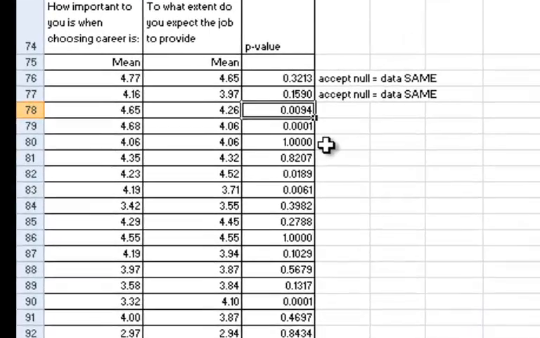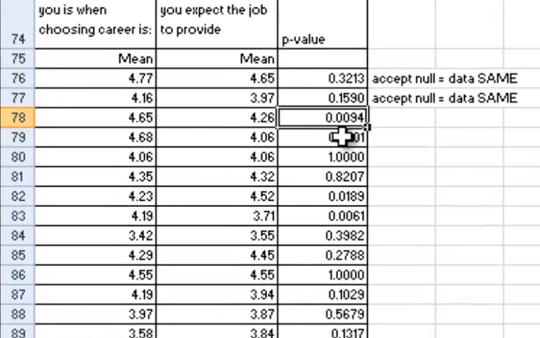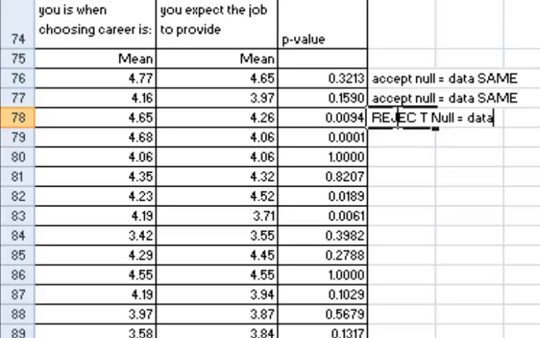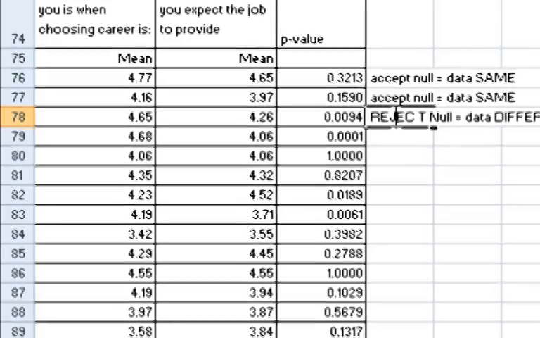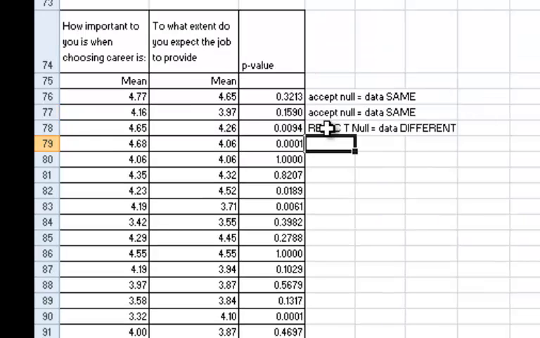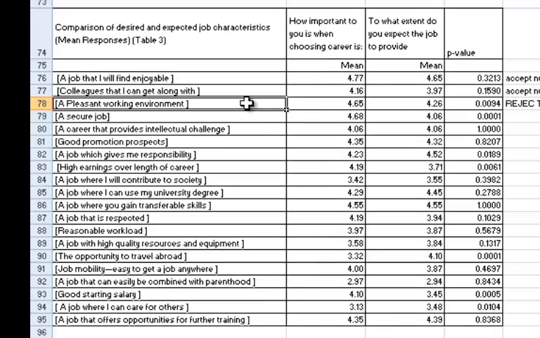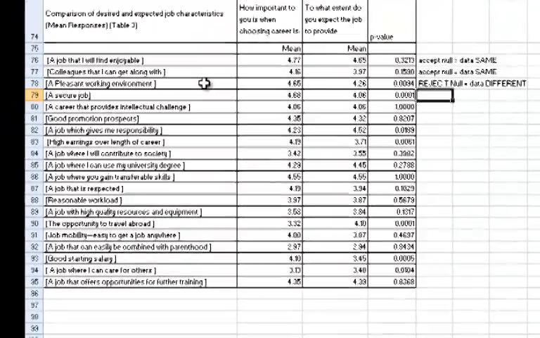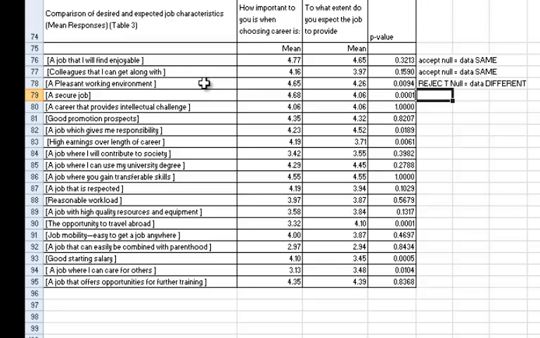So this figure here we can see is actually smaller than 0.05. So we reject the null value. So the data is different. So there is a statistically significant difference for this particular question, what people want and what they expect. If we look at the next one, we've got exactly the same. There is a statistical difference.